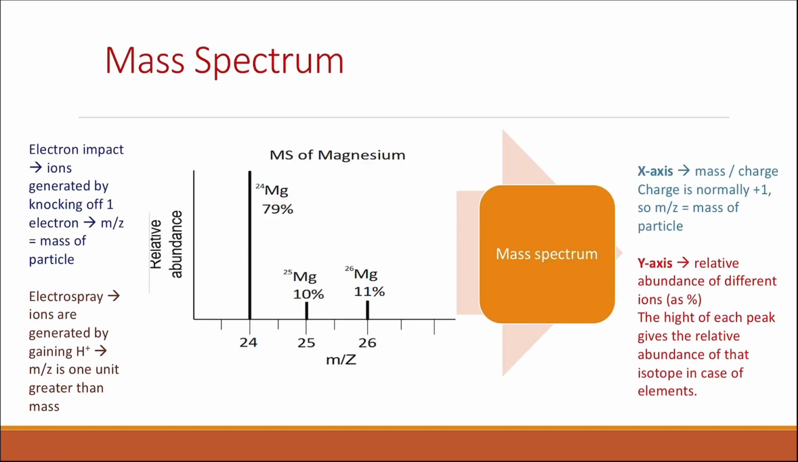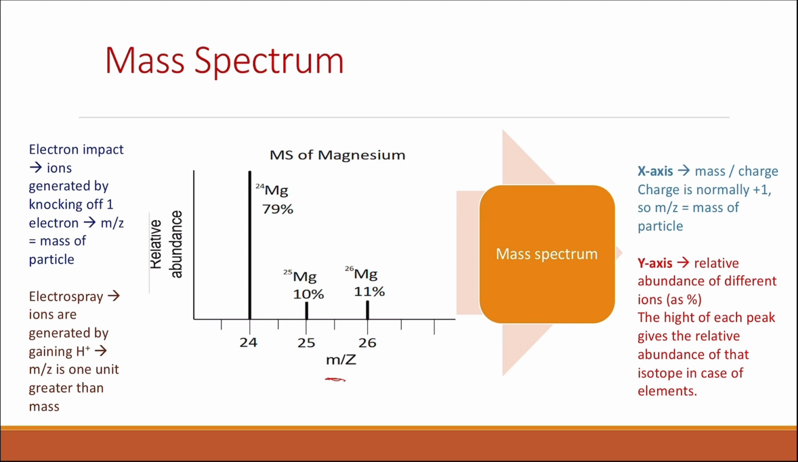So the mass spectrum that is generated will give you the mass over charge. The charge is, most of the time, +1. So mass over charge is basically the mass of the particle. The particle could be an atom, a compound, or a molecule. And then on the y-axis, we have the relative abundance.